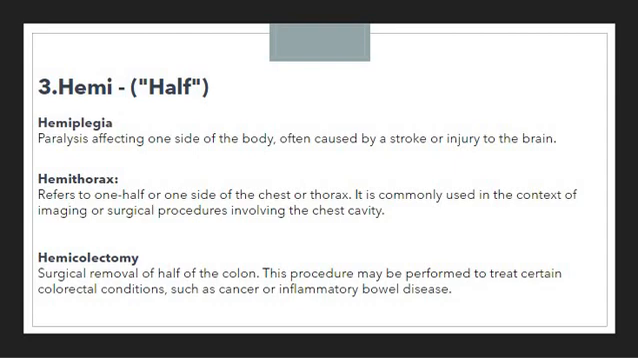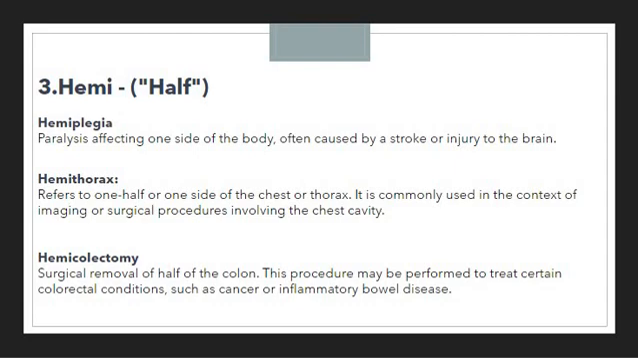First example is hemiplegia. Here it is mentioned: paralysis affecting one side of the body, often caused by a stroke or injury to the brain. So in the case of paralysis, if only one side of the body is affected, or half the body is affected, then we will use the term hemi as a prefix with plegia, hemiplegia. It could be caused by a stroke or injury to the brain.